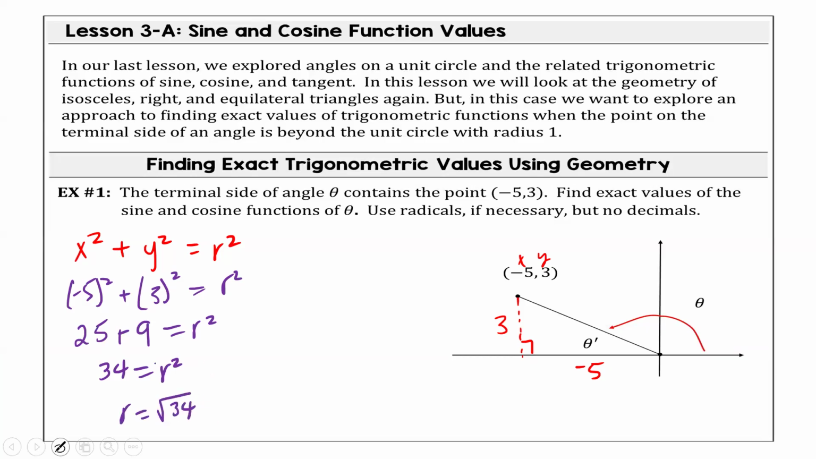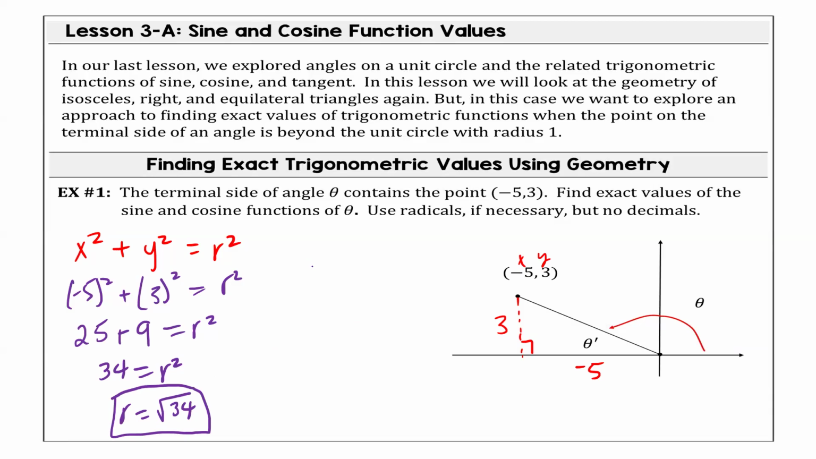I can't simplify. I can't break that down. So this is as far as I'm going to go for the radius. It's 17 times 2, and both are prime numbers. A decimal would be an approximation value. We want the exact value. This would be non-calculator. Okay. All right. Questions about finding the radius?